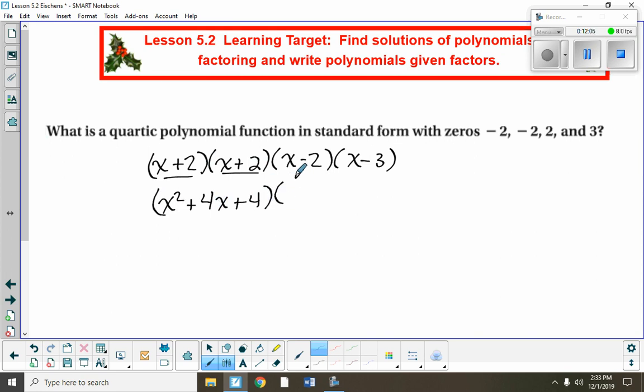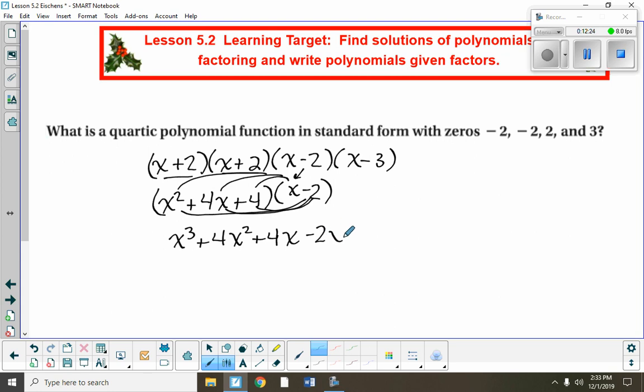Now we're going to multiply that times x minus 2. So we have to double distribute. So we'll first distribute x through. So multiply everything through by an x. And then we're going to multiply the negative 2 through. So that would be negative 2x squared minus 8x minus 8. And let's just combine like terms here. So that's x cubed. 4x squared minus 2x squared is 2x squared. 4x minus 8x is minus 4x minus 8. All right, so that is multiplying the first three together.